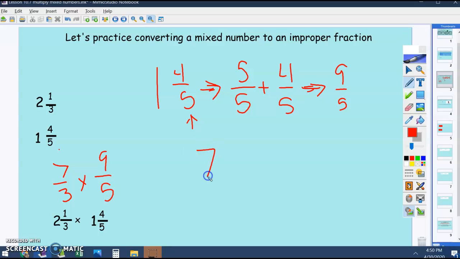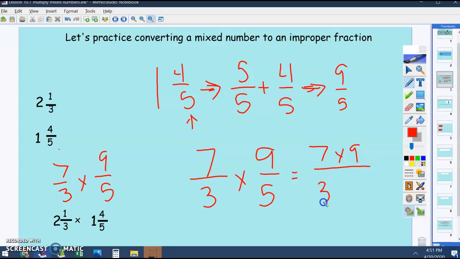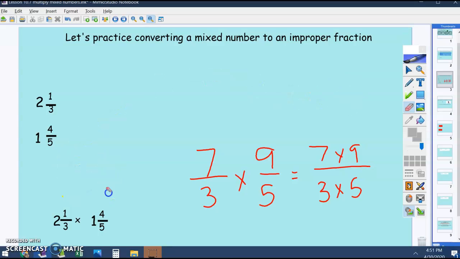Now I have 7/3 times 9/5. So I can write this like this: 7 times 9 over 3 times 5. And I want to show you something that I think is kind of cool and also important. If I solve this problem the way it is, I know that 7 times 9 is 63, and 3 times 5 is 15. So there's my answer, right? 63 over 15.